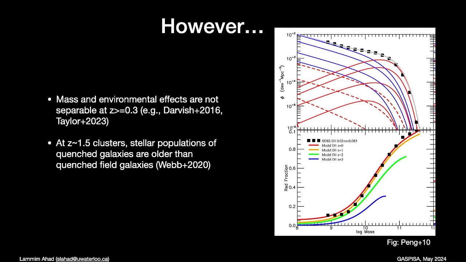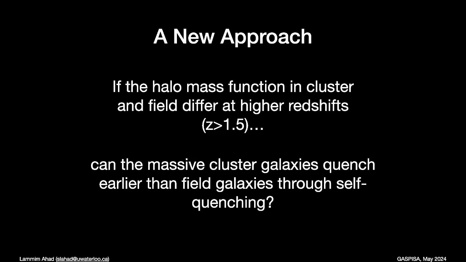So in our attempt to look at this, we really zone in on the assumption from the Peng model, for example, which is that clusters grow from accumulation of field galaxies. We want to understand what if it is not true at higher redshift, and can that be used to understand this discrepancy that we see in the Gauguin clusters?